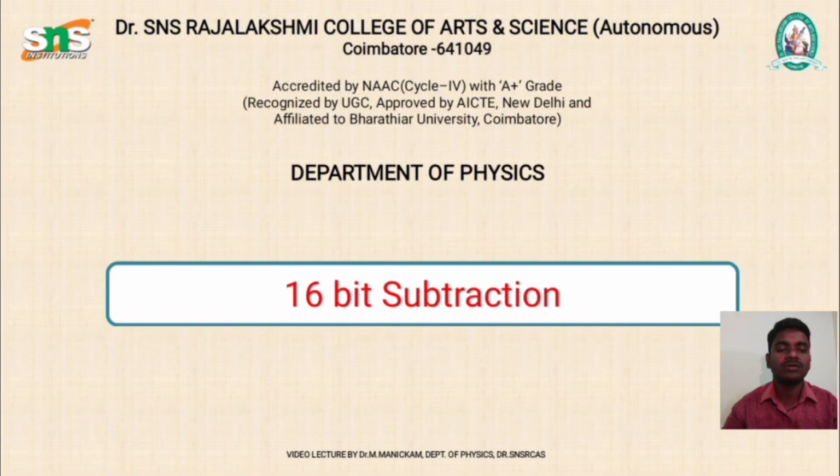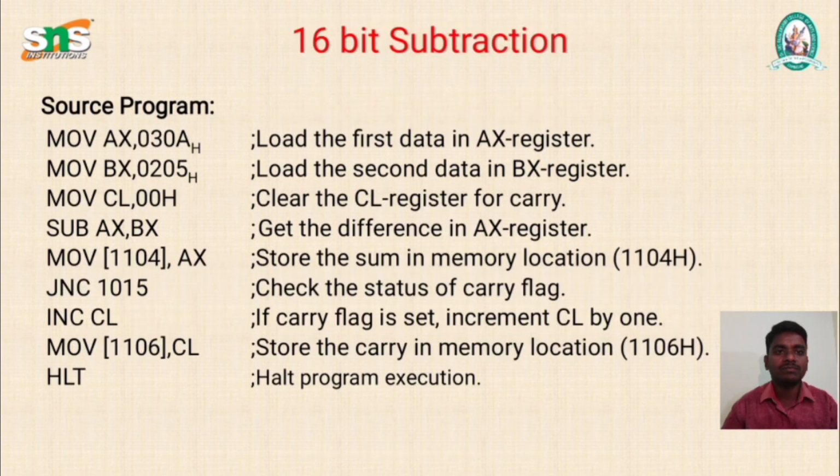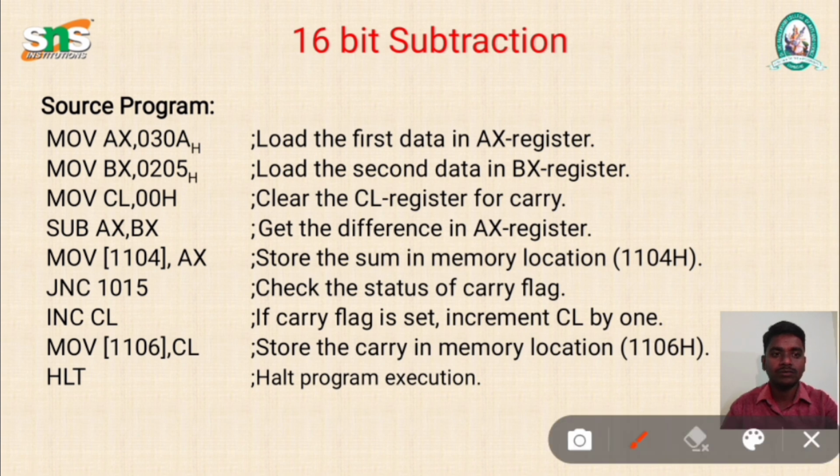Today we are going to discuss a Microprocessor 8086 assembly language program, that is 16-bit subtraction. In the 16-bit subtraction program, we are taking two 16-bit numbers, then we subtract one from the other. How it is performed through the 8086 microprocessor, we will discuss one by one. So this is the first step of the microprocessor 8086 source program, that is 16-bit subtraction.